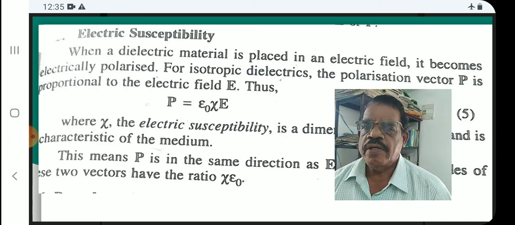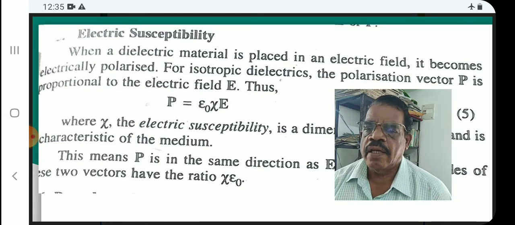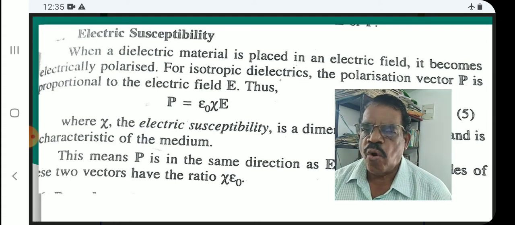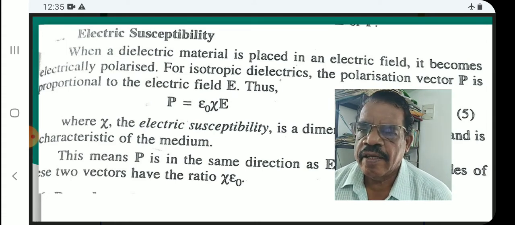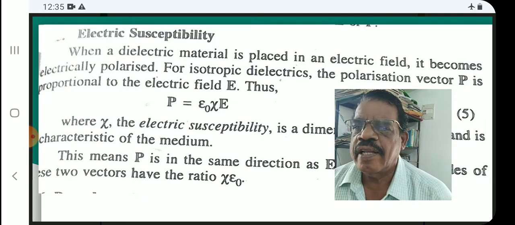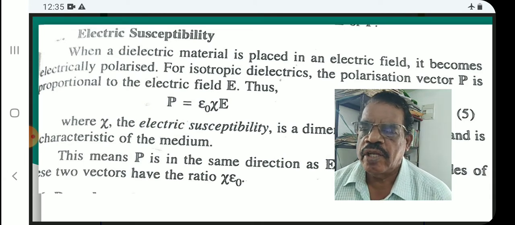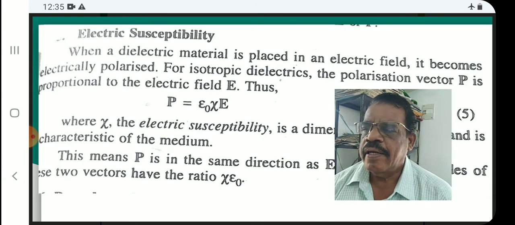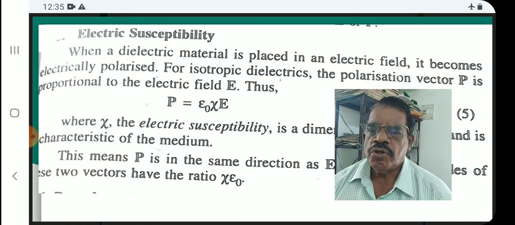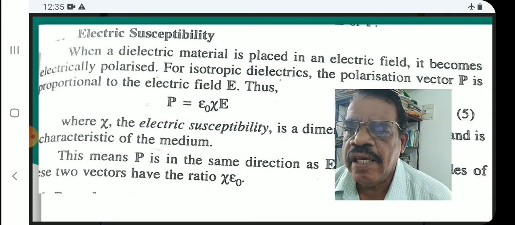Thus, we write P is equal to epsilon 0 chi E into E. Instead of epsilon 0 and E, we read the letter as chi, small chi, spelling CHI. Chi E, with E as a suffix, represents electrical susceptibility. In magnetism there is also magnetic susceptibility, which we write as chi M. So in order to distinguish, we write electrical susceptibility as chi E.